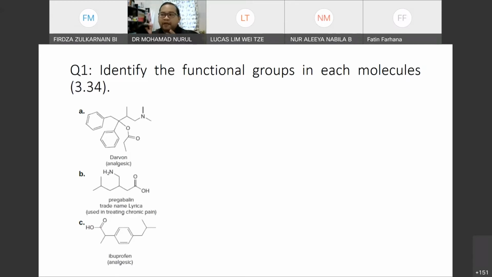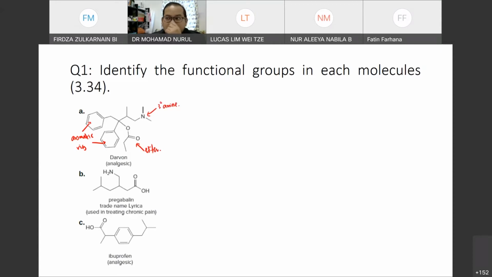Okay, so for A, we have this kind of drug. Label and identify the functional groups. This is the aromatic ring. For this one and this one, we have an ether, sorry, an ester. And this one is a tertiary amine. Okay, this is the first one.